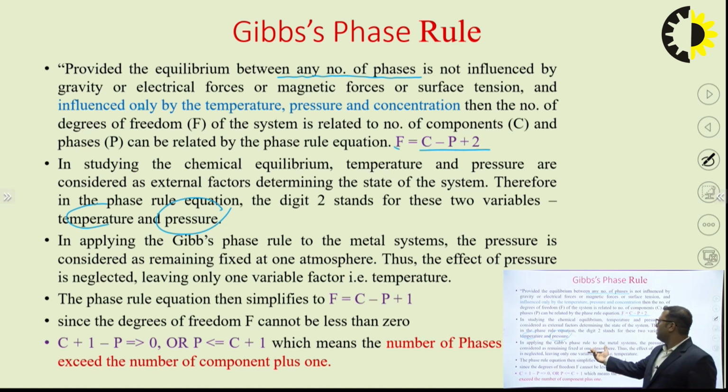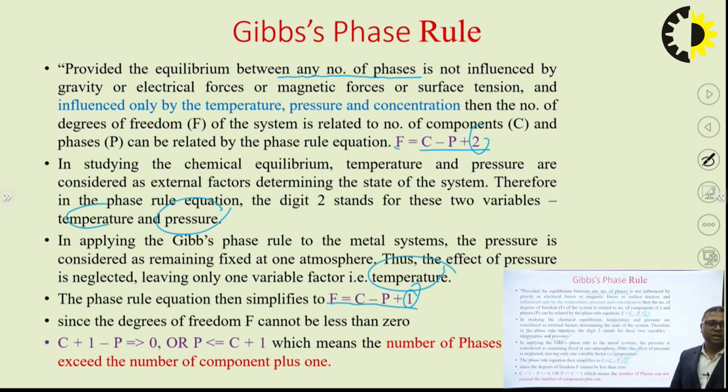In applying the Gibbs phase rule to the metal system, the pressure is considered as the remaining fixed parameter. Therefore, the effect of the pressure is neglected, leaving only one variable factor, that is temperature. So whenever you take only one factor, the Gibbs phase rule changes its form, and the degree of freedom can be calculated with the help of F equal to C minus P plus 1. Whereas in place of 2, it becomes 1, because here only one factor at a time has been taken, that is temperature, not the pressure.